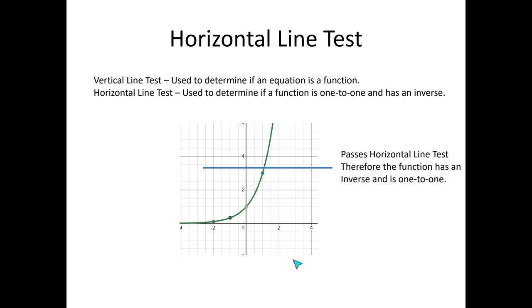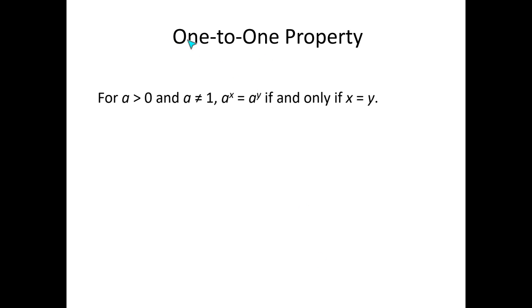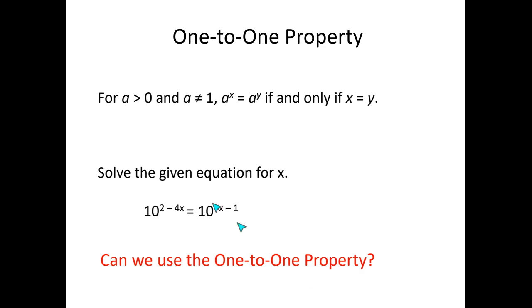And so for this section, exponential functions are functions and they pass the horizontal line test. And so therefore they're going to have an inverse and they're one-to-one. So the inverse of the exponential function is a logarithm, which we'll talk about in a few minutes. But I want to focus on this one-to-one property. The one-to-one property tells us that for a greater than 0 and a does not equal 1, if we have an equation where the base is the same, then we can set the exponents equal to each other. And so this property will help us to solve equations that look like this.